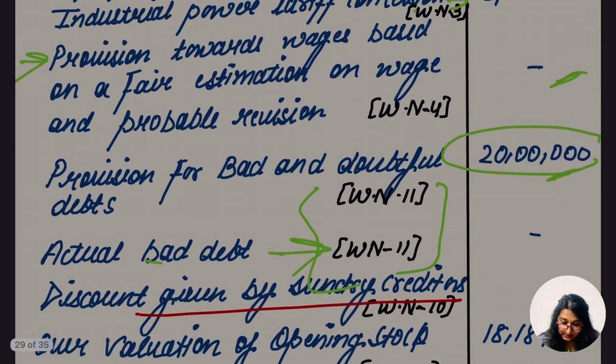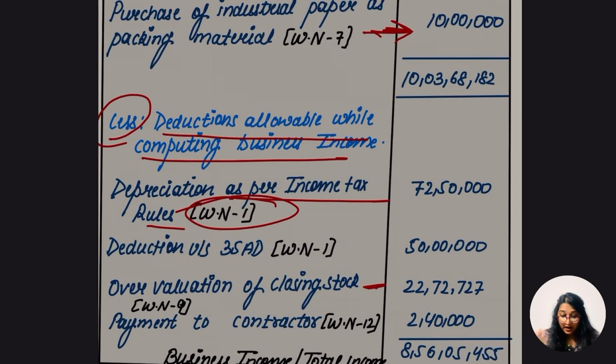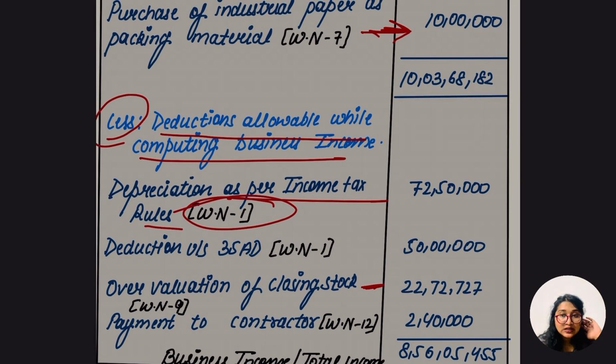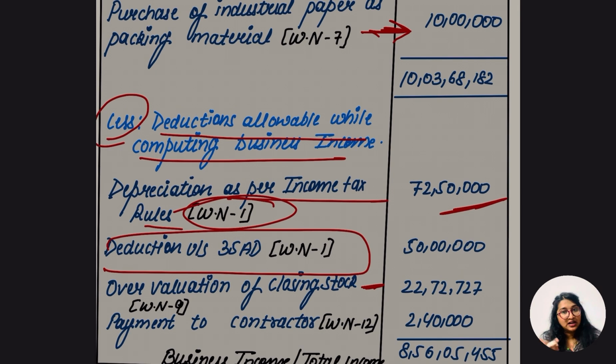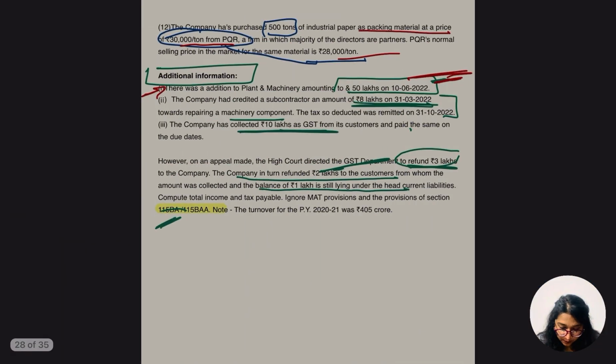Okay, so yes, we were doing the less part, so we know how we have computed the depreciation, that on 50 lakh, 15% depreciation is allowable, which is to be deducted from the 80 lakh. Okay, so we have 70,50,000 and the deduction under section 35AD now we know. Okay, so again 50 lakh is to be deducted, which is covered in working note number 1. Yes, we have covered the overvaluation of closing stock again. Let's go for the remaining portion now.